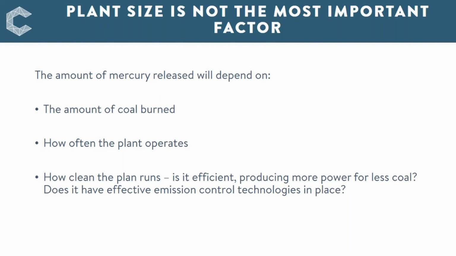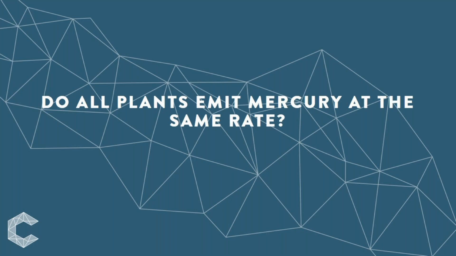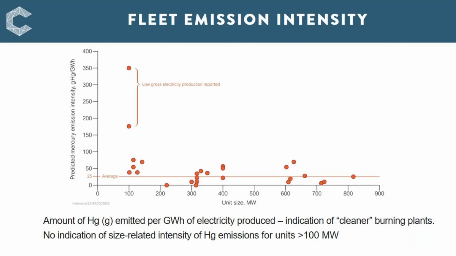The most important factors relate to the amount of coal burned, how often the plant operates, whether it's a baseload plant or a peaking plant, and how cleanly the plant runs. More efficient plants obviously are going to produce more power for less coal burn. Also, some plants have emission control technologies in place that can reduce emissions effectively. So perhaps the more pertinent question is, do all plants emit mercury at the same rate? And absolutely they do not. They're within the same zone, but there are quite big differences in terms of how much they emit.